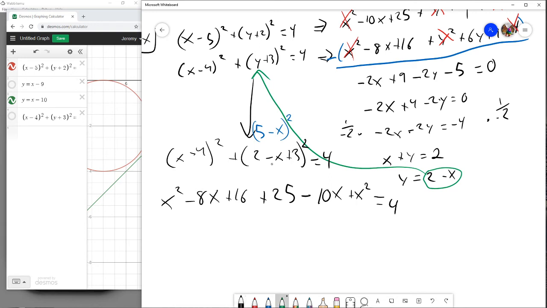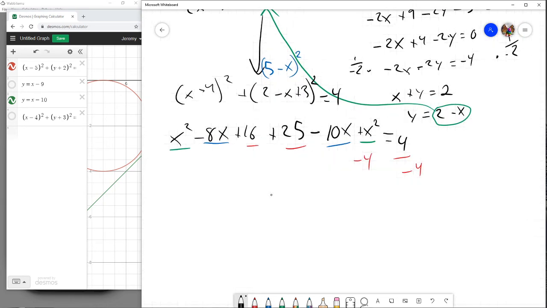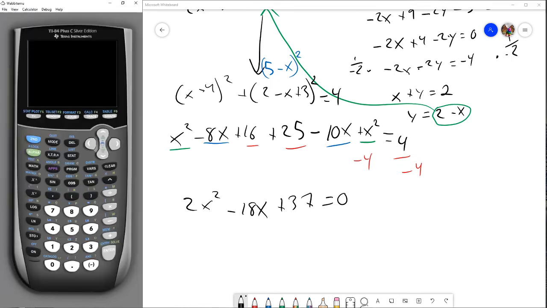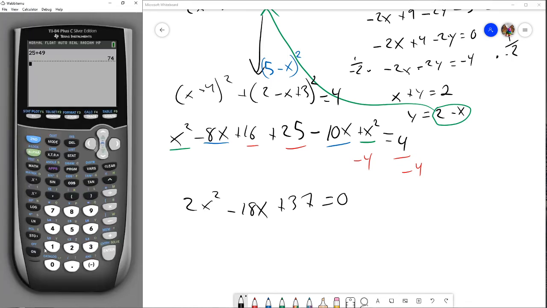So now we can combine like terms like normal and do exactly what we did before. So let's get these underlined. And of course we need to subtract both sides by 4. So we get 2x squared minus 18x, and then we got 16 plus 25 is 41, minus 4 is 37. That's not going to factor nicely, so that's tragic. And I'm going to just verify because it's kind of late and I'm a little sleepy. So mental math not as strong. There we go, 37.